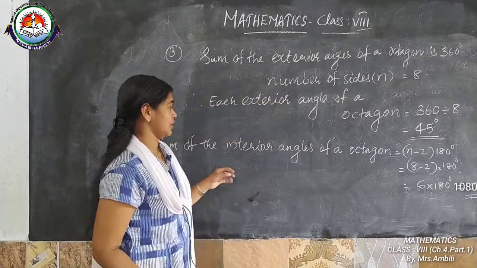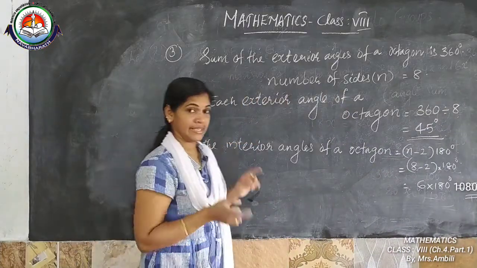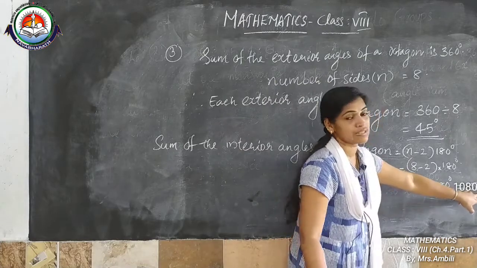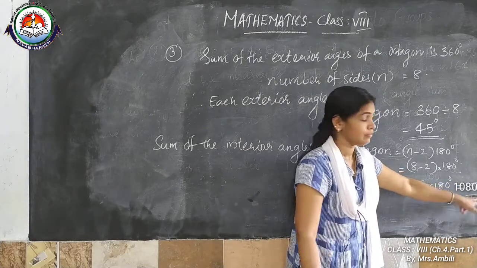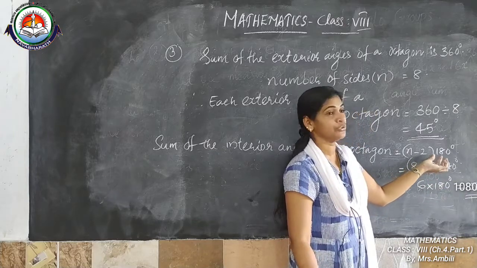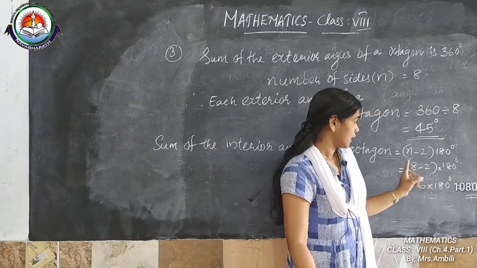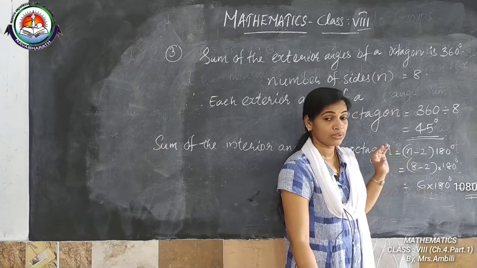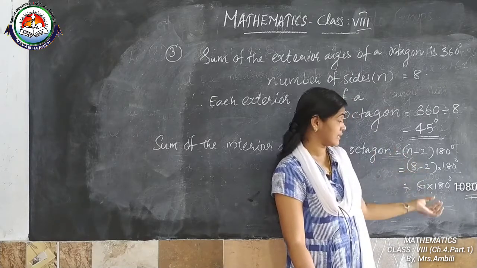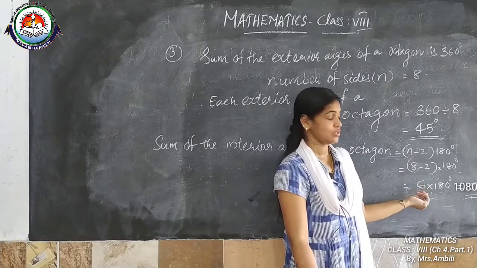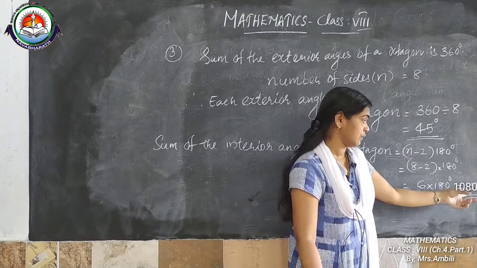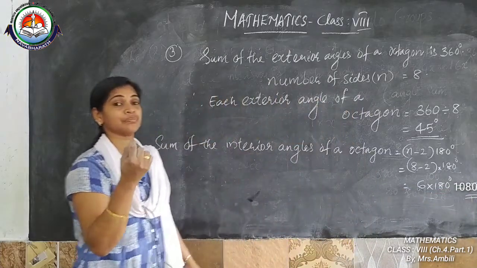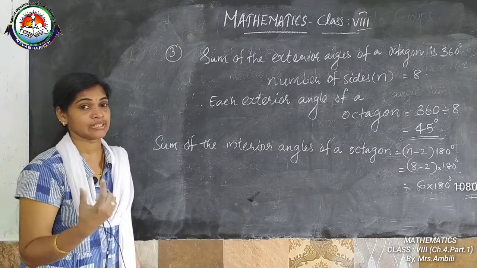So now we got sum of the interior angles of a regular octagon equal to 1080 degree. By using the formula n minus 2 into 180 degree, we got n here 8. So 8 minus 2, 6 triangles. So an octagon we can form by 6 triangles. Okay, so 6 into 180 degree equal to 1080. What we need to find out? Each interior angle, measure of each interior angle.